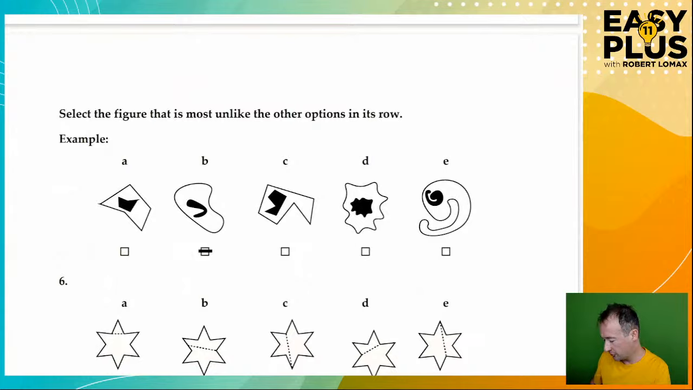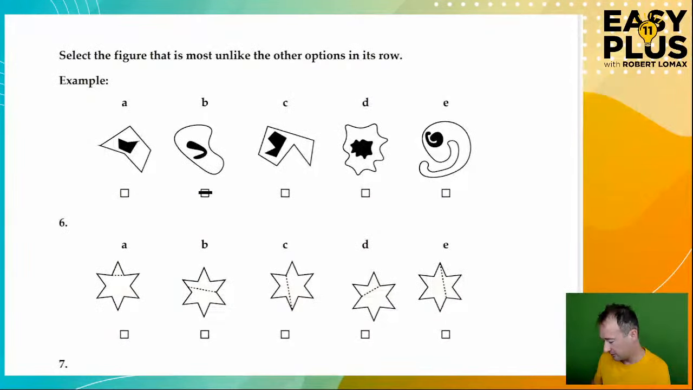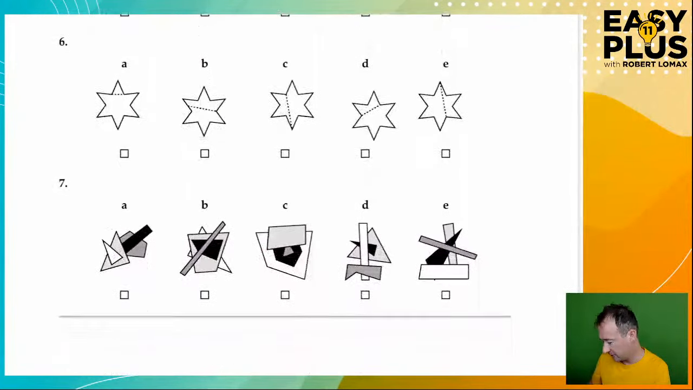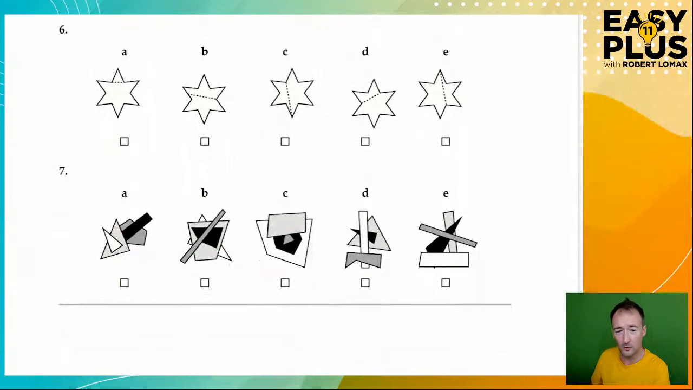Right, okay, pattern spotting. The figure that is most unlike the other options in its row. So these can be really tricky, or they can be simpler. There are lots of possible patterns that there might be. Let's just start by looking at the really obvious things. Are these all the same kind of star? Yes, they are. Do they all have a straight line in them? Yes, they do. Are all the lines similarly dotted? Yes, they are. So what else could there be?